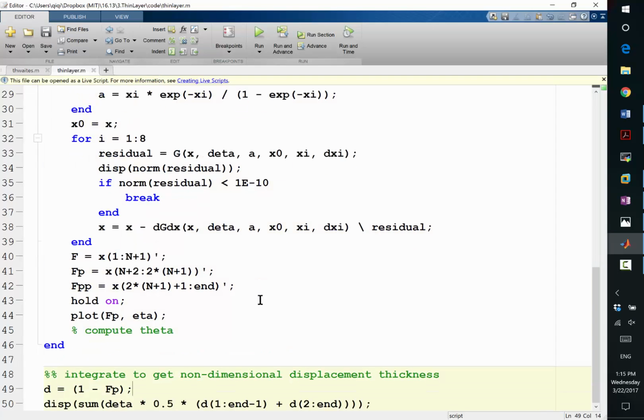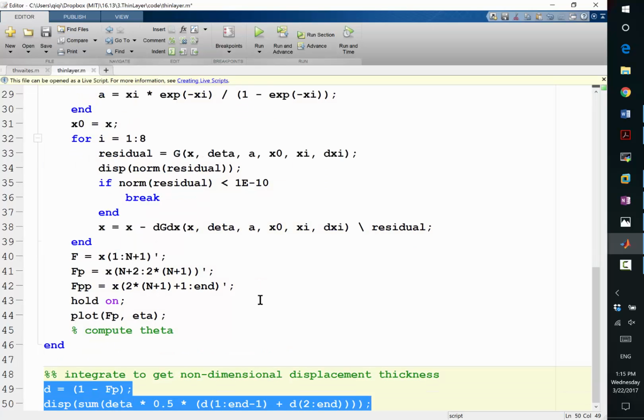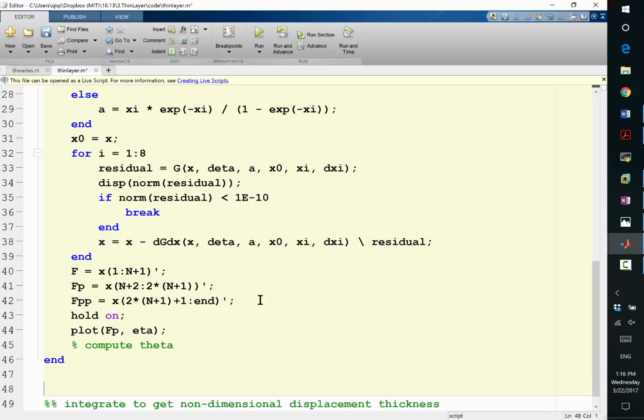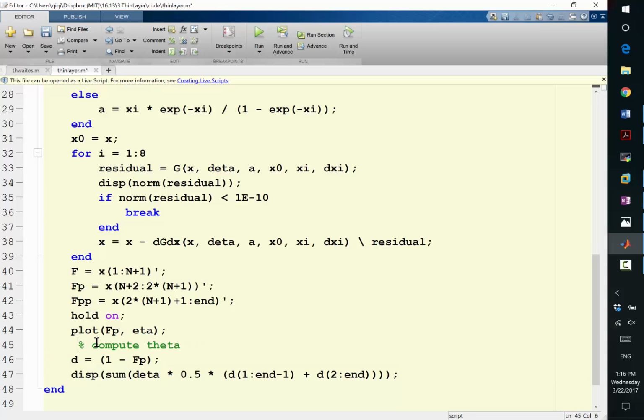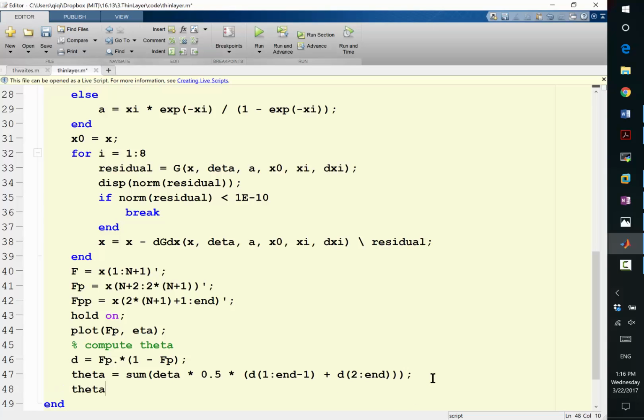So basically, I will just take this code, which is not actually very useful, and put it here. This code computes the displacement thickness, and instead let's compute the momentum thickness. We just redefine d as the velocity times 1 minus velocity, right? And theta is equal to the sum, but that's in the eta coordinate. So let's translate it into the real physical coordinates by multiplying by what?